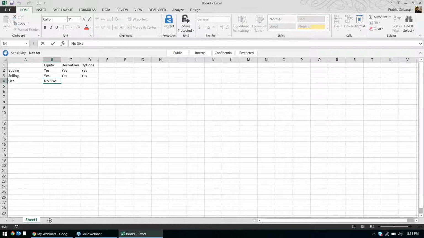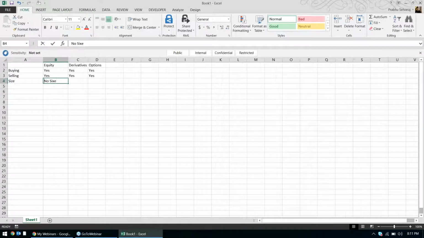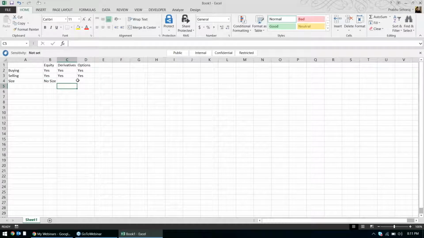No size restriction. In equity trading, you can buy any number of shares and sell any number of shares. There is no restriction by the NSE, by the exchange. For our kind of trading, we can buy 1 share, 10 shares, 1,000, 10,000, 1 lakh shares. There's no restrictions. How do we buy derivatives?